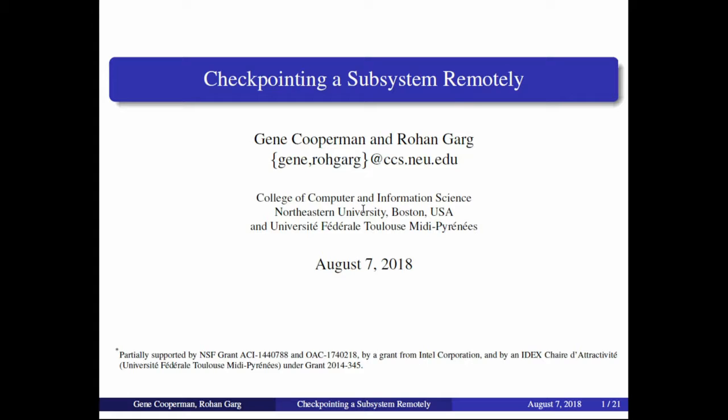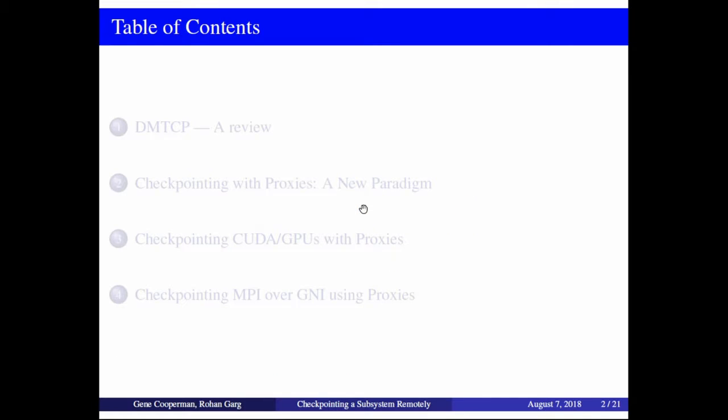Good. So I wanted the title to be a little intriguing, checkpointing a subsystem remotely. What I'm going to talk about is I'll briefly review DMTCP. This is for transparent checkpointing, so you don't have to modify your application at all, and it requires no admin privileges. It just works with user software directly. Then I want to talk about a new paradigm, a general way of using proxies to extend the power of checkpointing. I'll give two major examples there.